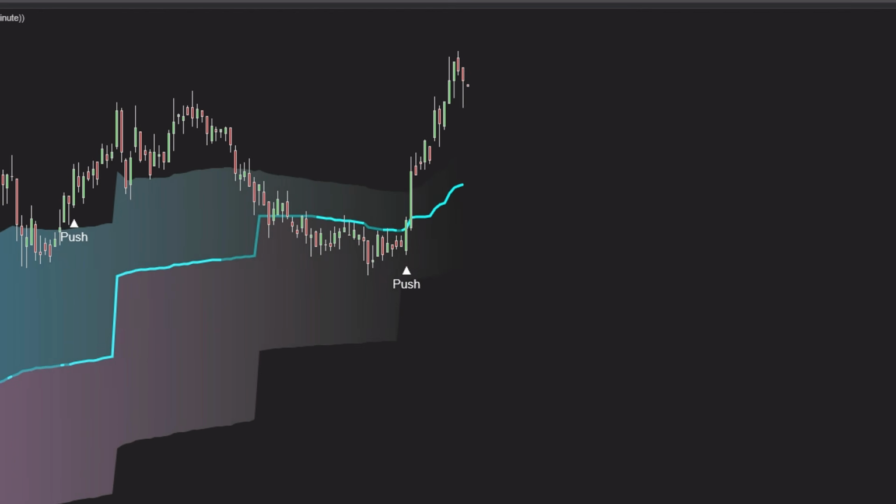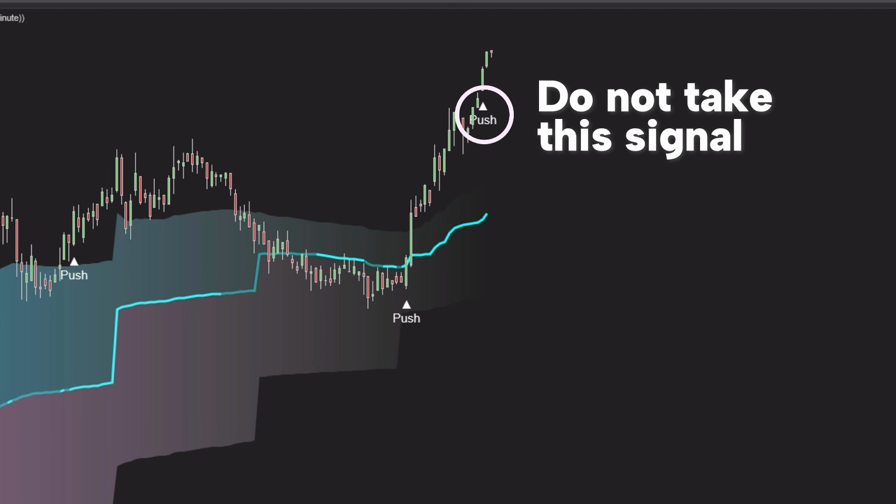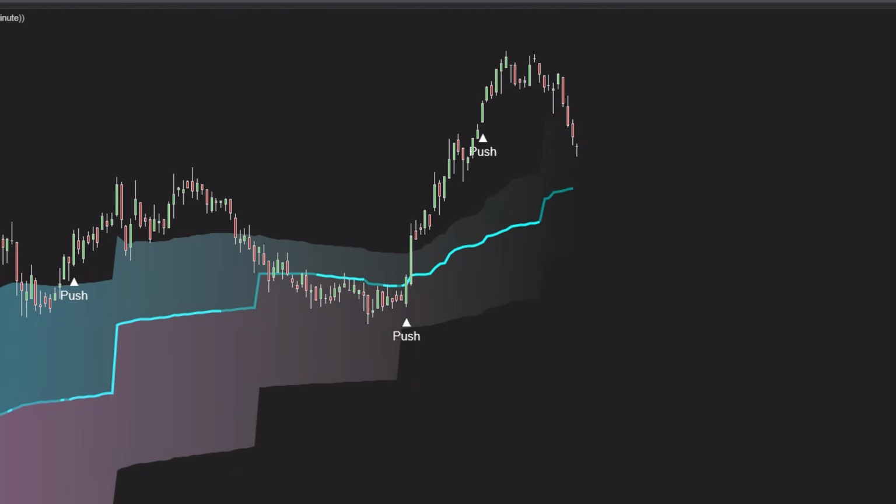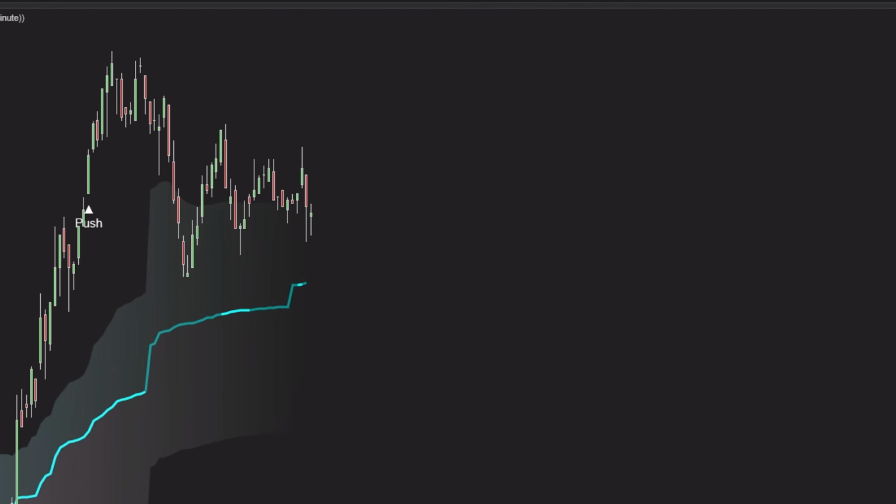Next, in this example, you can see a push signal appearing outside the bands. In this situation, we simply skip it and do not take the trade because when a signal forms outside the balance zone, the probability is no longer optimal according to our system.